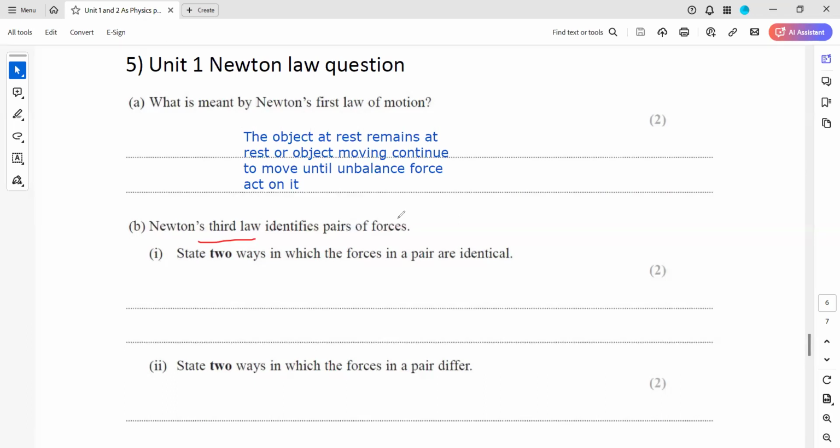Newton's third law identifies the pair forces, like forces always act in pairs. In two ways the pair forces are identical. They are the same type of force. They have the same magnitude. The similarities of the pair forces: they act at the same time and act along the same line.